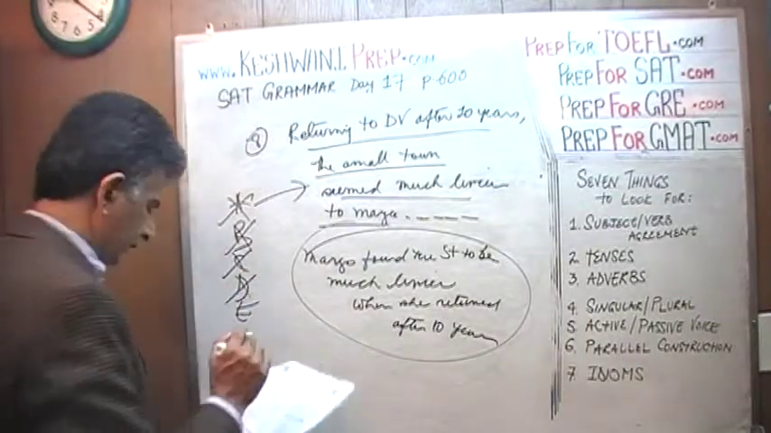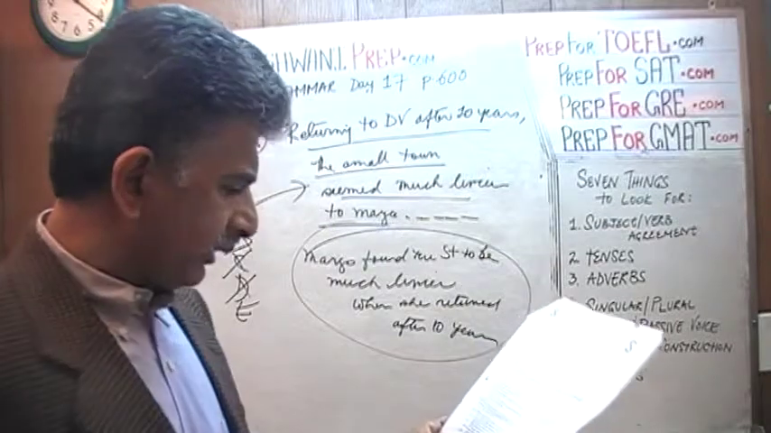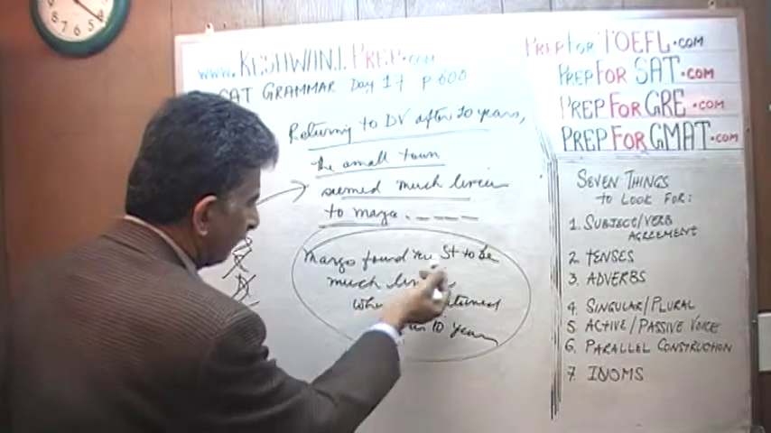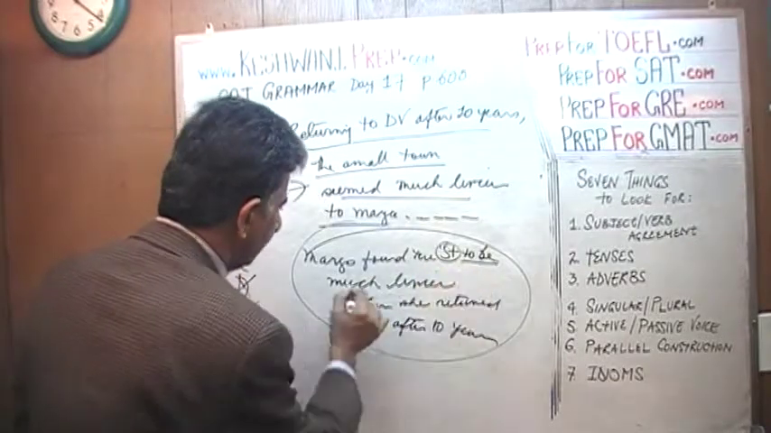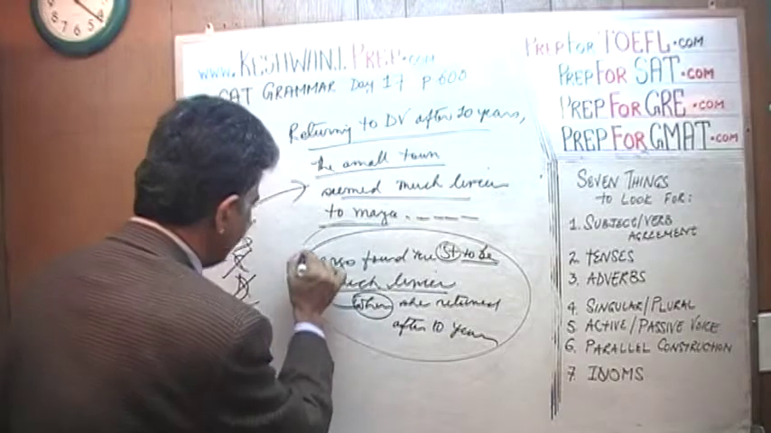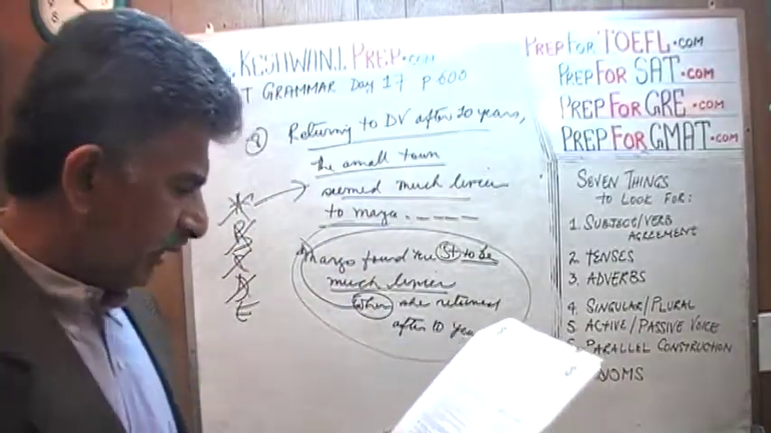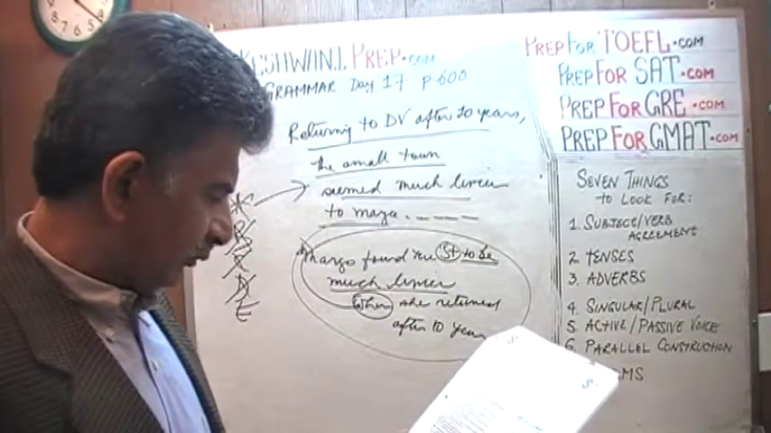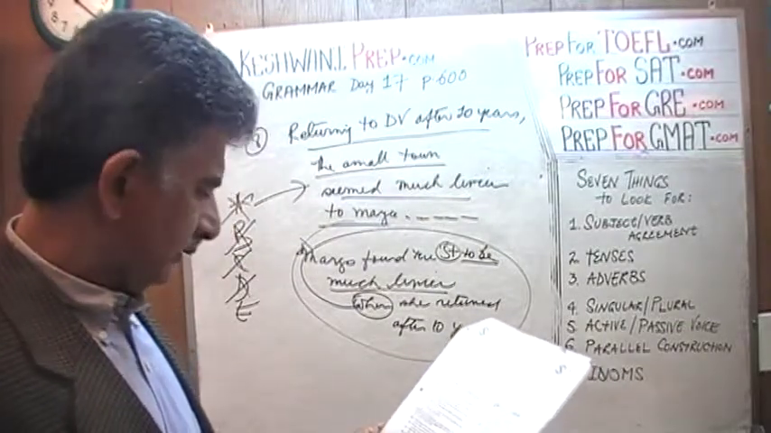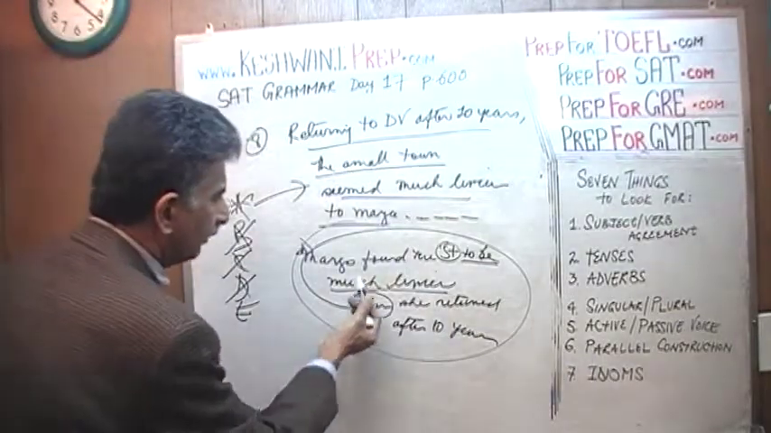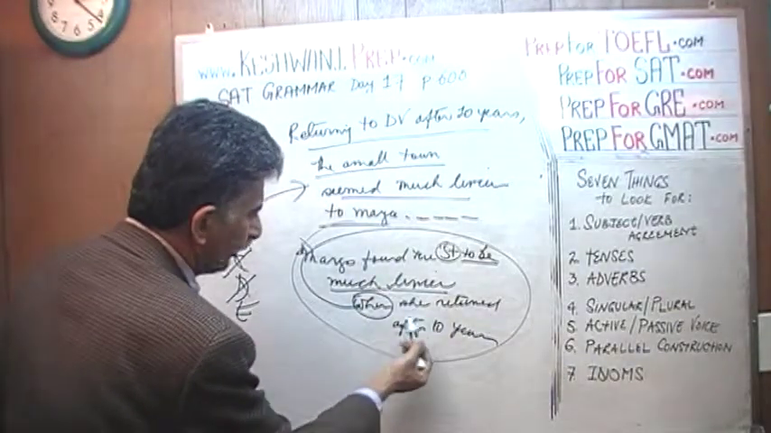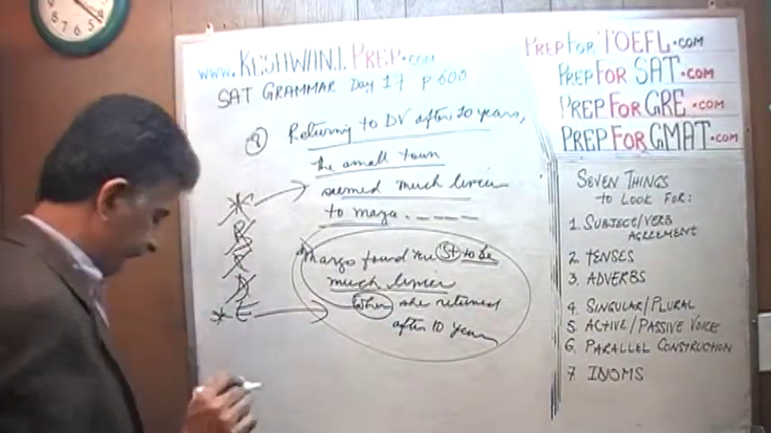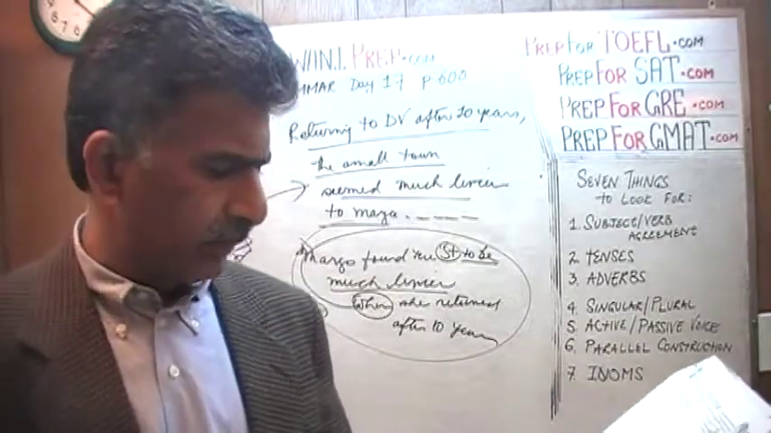I don't think so. The last one says, when Margot returned. We said Margot found the small town to be much livelier when, and also they have the word when in the beginning. When Margot returned to Dayville after 10 years, the small town seemed much livelier to her. Margot found the small town to be much livelier when she returned after 10 years. I think that's the one that comes closest to it. We're going to go with E. All the rest were a little awkward.